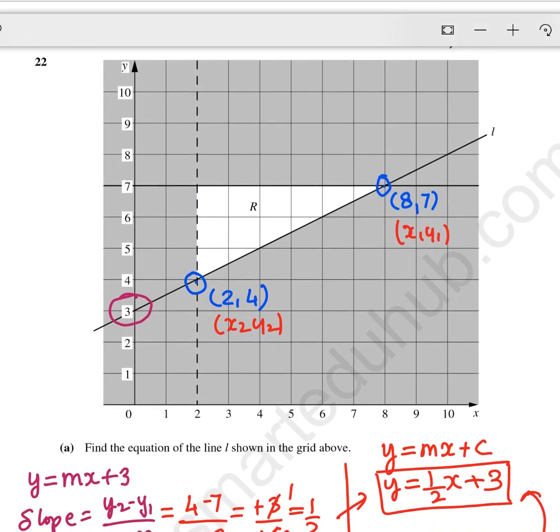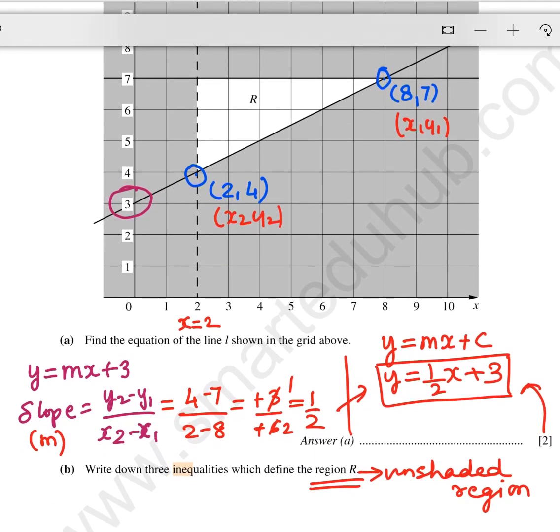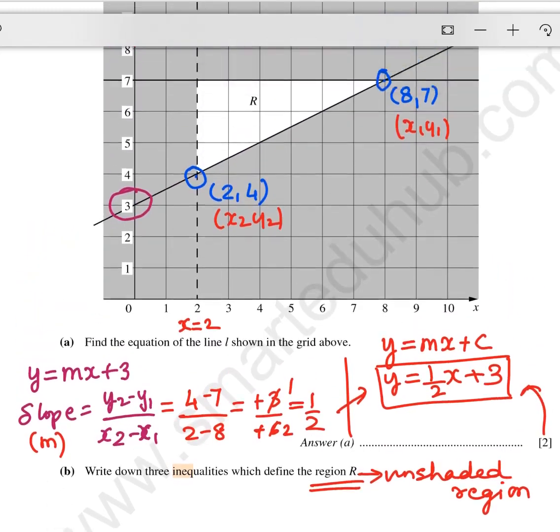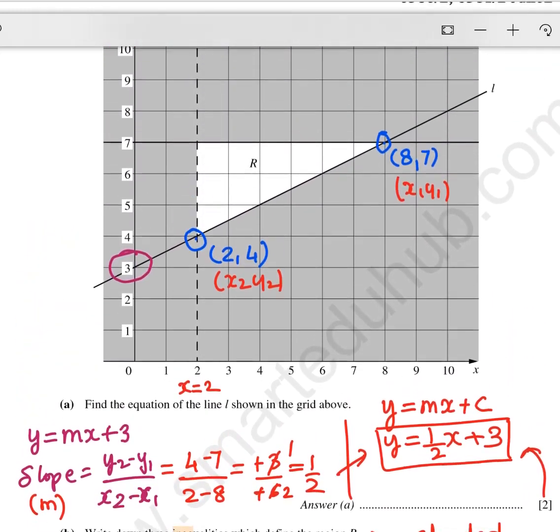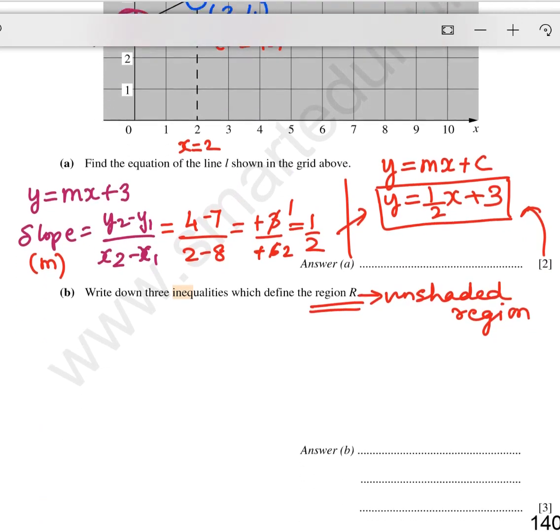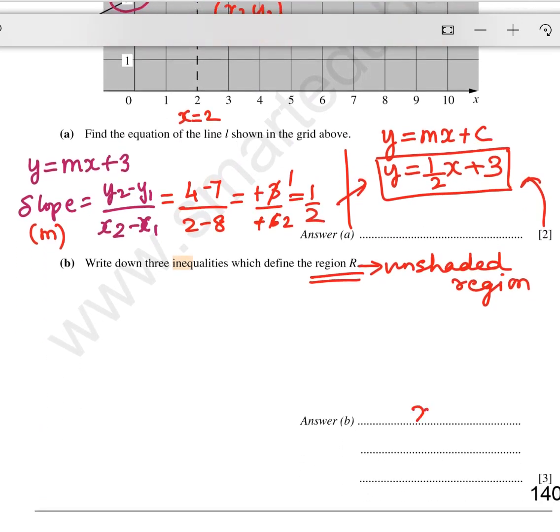Now remember, we have to look at the unshaded region. So now this dotted line over here is representing x equals 2. And the region on the right of the dotted line is unshaded. That means everything that is x is greater than 2 is unshaded. So our first region is x is greater than 2. So x is greater than 2 is the first unshaded region.